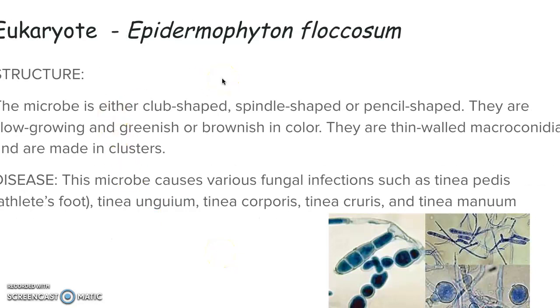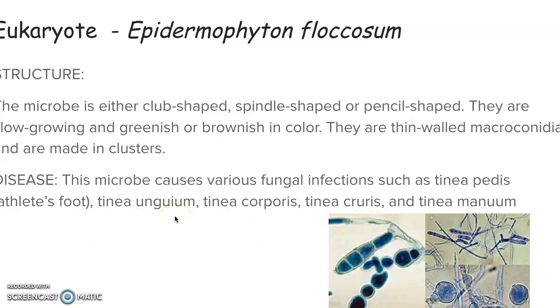So this is the eukaryotic microbe that I chose, which is Epidermophyton floccosum. I hope that's how you pronounce it. The structure is club-shaped, spindle-shaped, or pencil-shaped. They are slow-growing, greenish or brownish in color, and make thin-walled macroconidia in clusters. So this is what it looks like. As you can see, it's thin-walled. They can come in all different shapes, spindle-shaped.